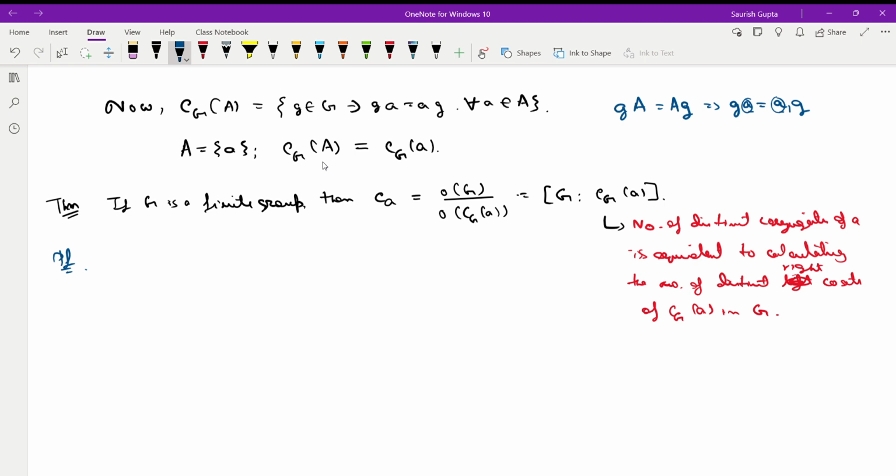Okay, so let X and Y in G be in the same coset of the centralizer of A.